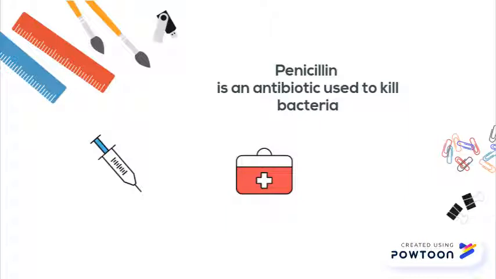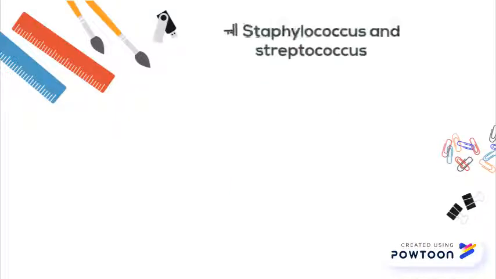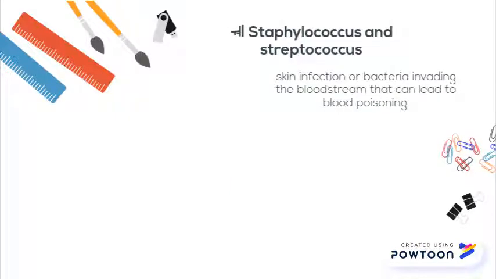You might be wondering, what is penicillin? How does it work? And what is it used to treat? These are some of the examples that we found. Staphylococcus and Streptococcus. This is a skin infection, or this is where bacteria invades the bloodstream that can lead to blood poisoning.